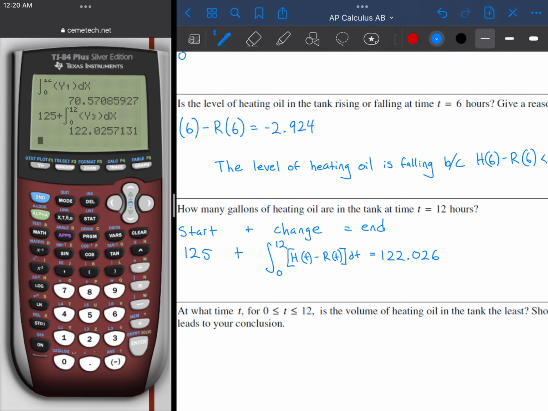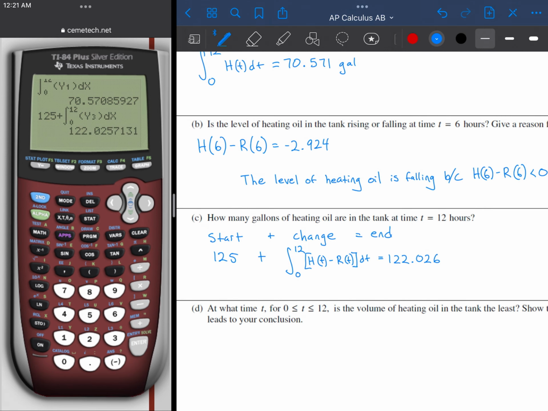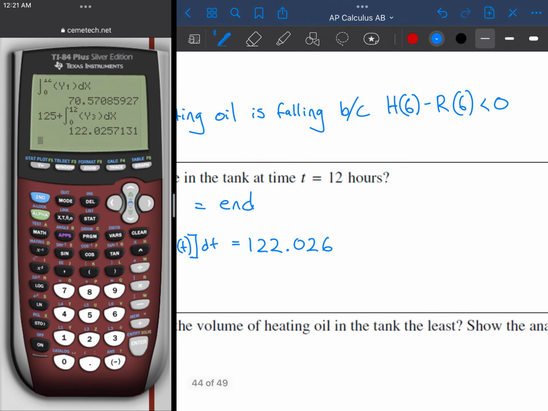122.026. And again, it's not asking for units, but you should be comfortable giving the units. We're talking about how many gallons of heating oil. It even asked it in the question. So this is going to be gallons.